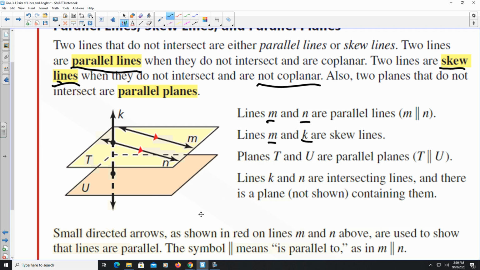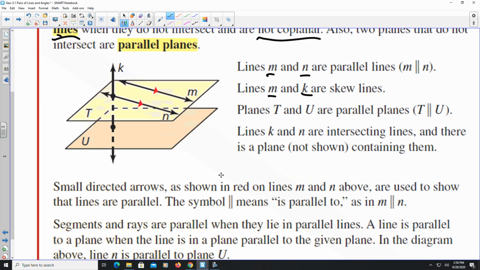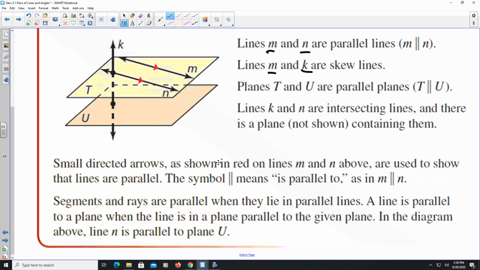We have other things that we've been able to easily identify, like T and U are parallel planes. Those are planes that don't intersect. Lines K and N are intersecting lines, and that good stuff. Like it says here, the small arrows show that lines are parallel.